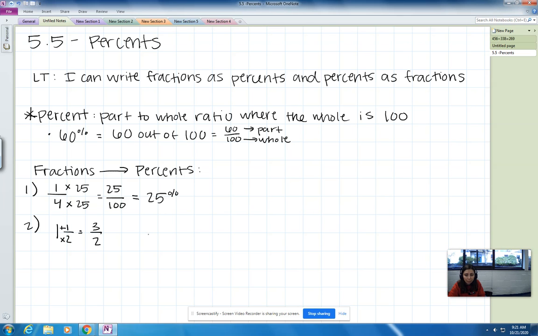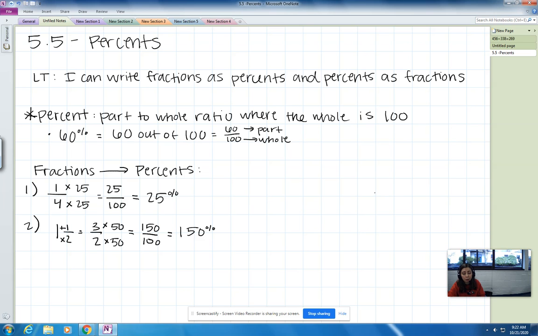Now that it's in the form of a ratio where we have a part and a whole, I need to change the whole to be 100. So I ask myself, what do I multiply 2 by to turn it into 100? That would be 50. To keep my ratio equivalent, I must multiply the top by the same thing. 3 times 50 is 150. 2 times 50 is 100. So now I do have my part to whole ratio where the whole is 100. That means I can finally convert it to a percent and say that this represents 150%.